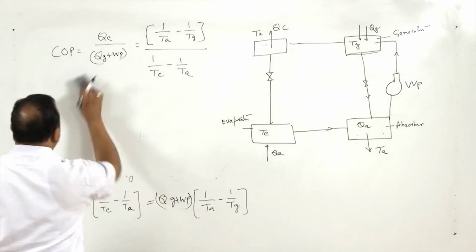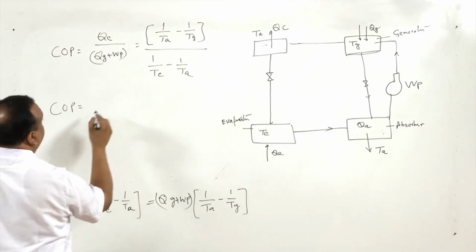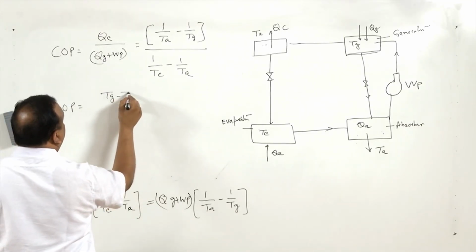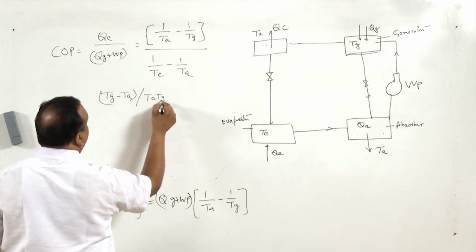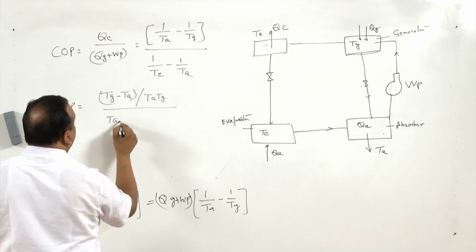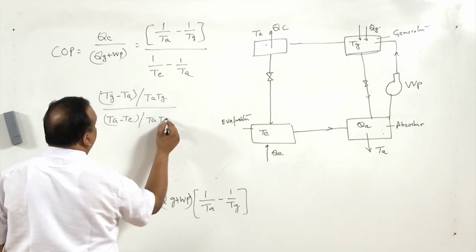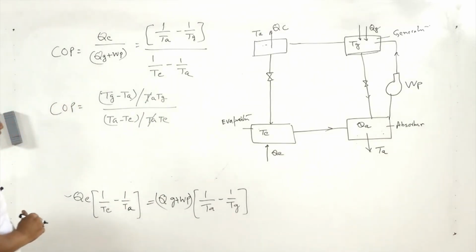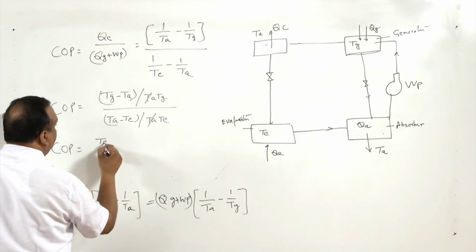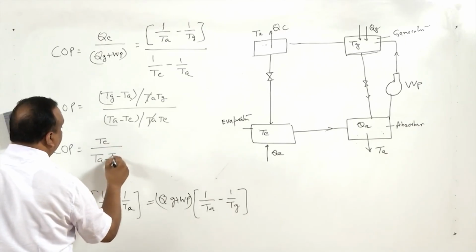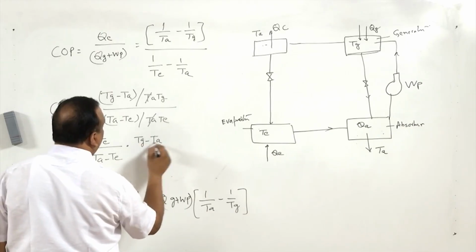And COP again is going to be equal to (TG minus TA) divided by TA TG, divided by (TA minus TE) divided by TA TE. So, this can be cancelled, and the COP of the system we can write as TE divided by (TA minus TE) multiplied by (TG minus TA) upon TG.